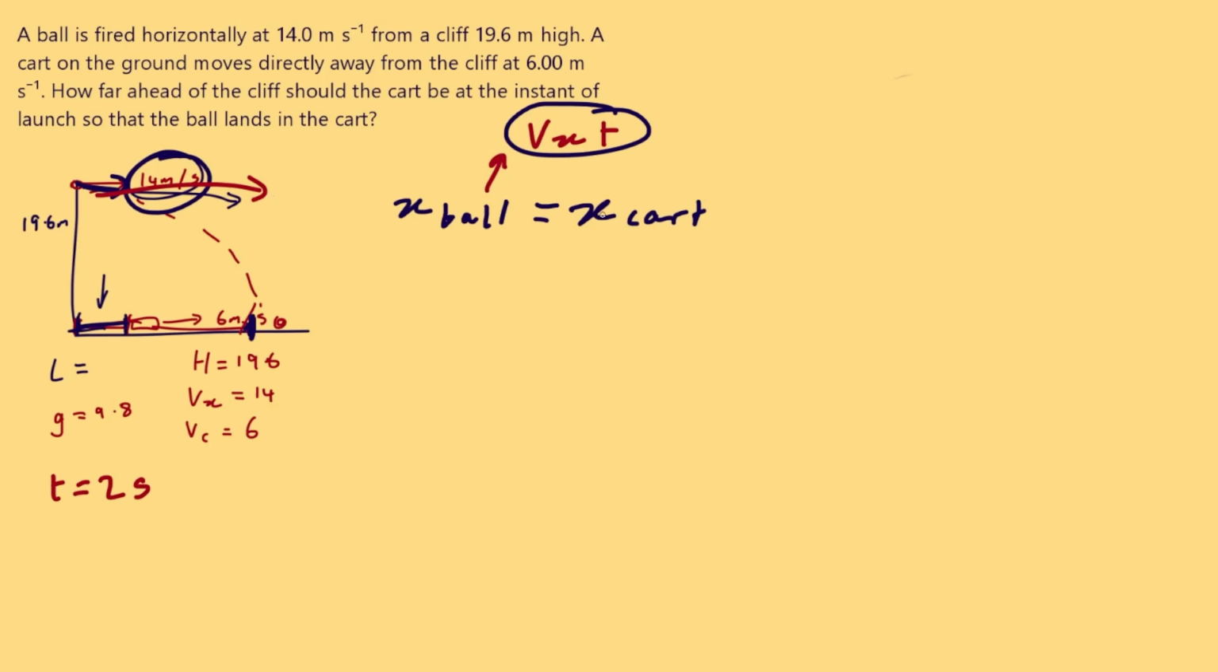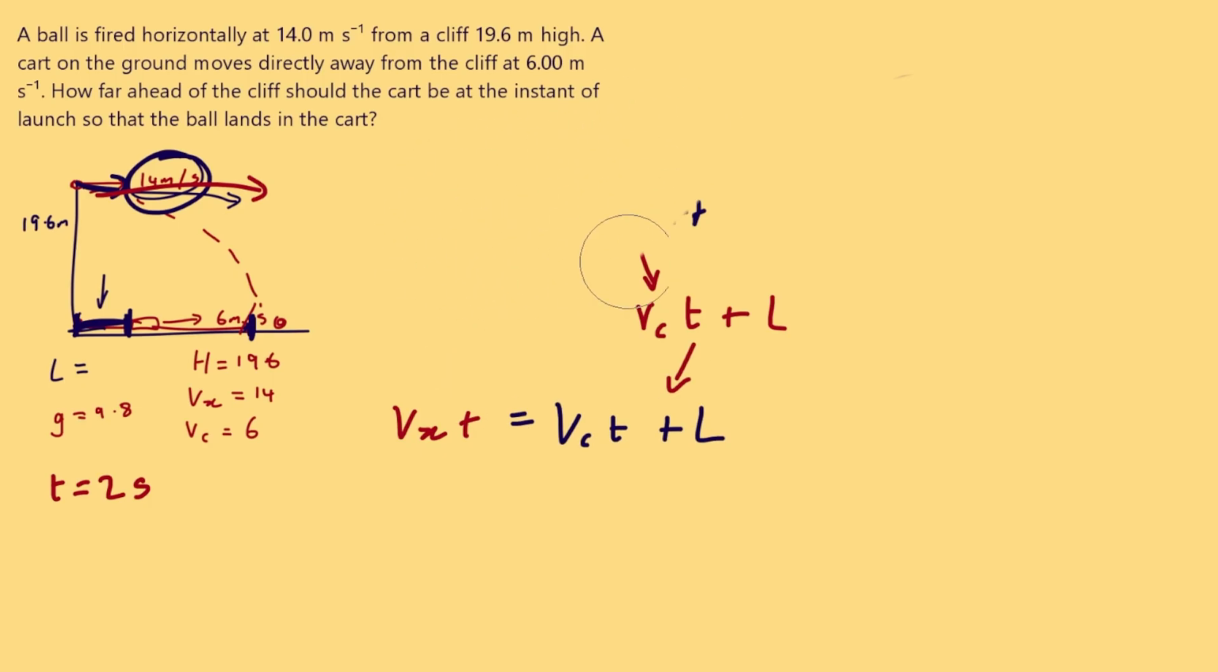When it comes to the horizontal distance covered by the car in the same time frame, the formula would be the speed of the car multiplied by time, similar to this one. But because it has a head start, we have to consider that as well. So we're going to add in L amount of meters. So our equation looks like this: Vxt equals Vct plus L. What are we looking for? Of course, we're looking for L, right? We're looking for the head start it needs. And this is going to be really satisfying.